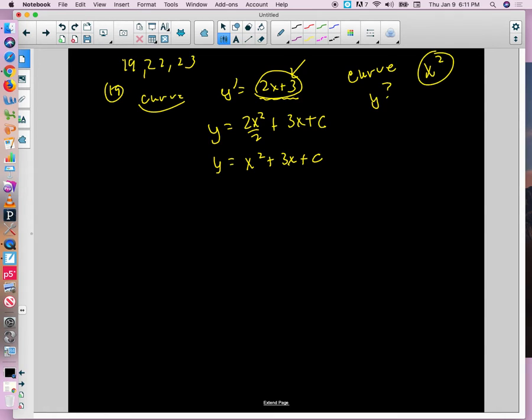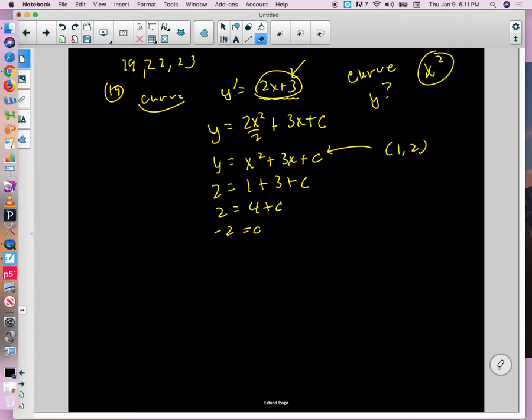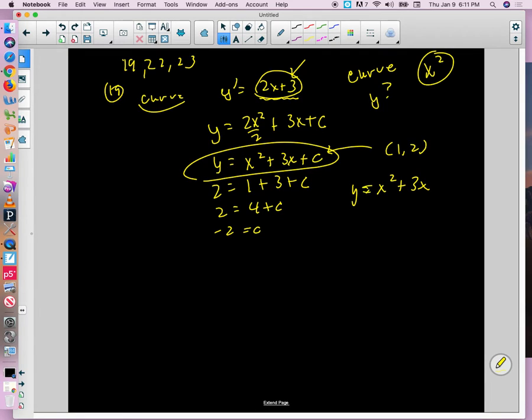but let's check it, because it also has to go through the point 1, 2. So I'm going to fill that in. When you're given a point, you're filling it in into the original. So I get 2 is equal to 4 plus c, so c is negative 2. So going back to this, by the way, we'll talk about this more in the next class. Also, this is called differential equations.